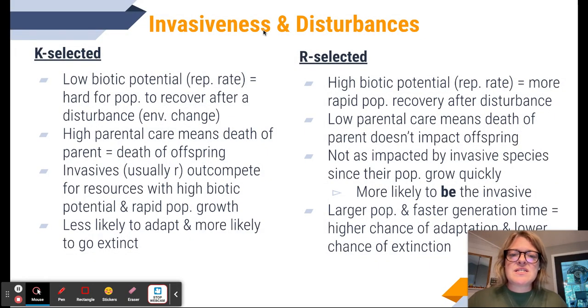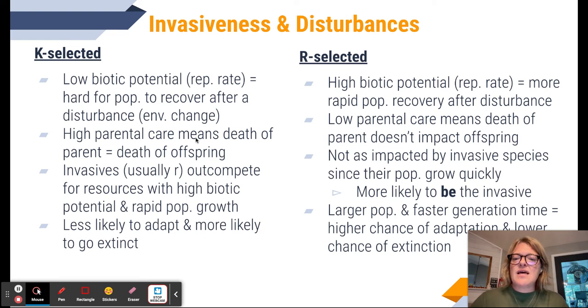With invasiveness and disturbances, there's also some differences between these two types of species. Again, I mentioned before that K-selected species have a low biotic potential, whereas R-selected have a high biotic potential. This makes it hard for a K-selected species' population to recover after some sort of a disturbance or environmental change. They also have high parental care, whereas R-selected have a low parental care.